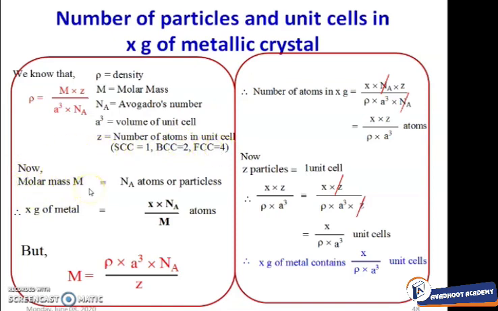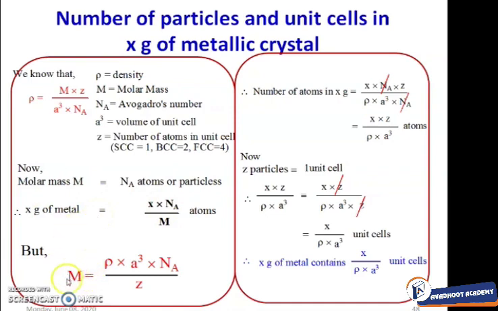Now molar mass quantity, that is m gram, or the molar mass amount of any substance contains Avogadro number of particles, that is Na number of atoms. So this is fixed. Then x gram of metal will contain how many atoms? This can be obtained by cross multiplication, that is x into Na upon m. So these many atoms are present in x gram of metal.